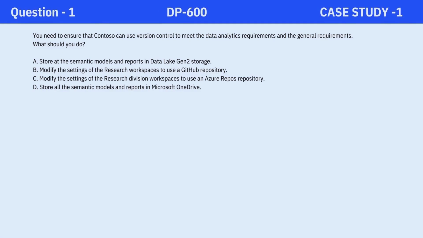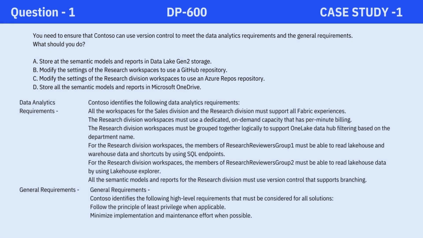Here comes our question. You need to ensure that Contoso can use version control to meet the data analytics requirements and the general requirements. What should you do? A. Store all the semantic models and reports in Data Lake Gen2 storage. B. Modify the settings of the Research workspaces to use a GitHub repository. C. Modify the settings of the Research Division workspaces to use an Azure Repos repository. D.